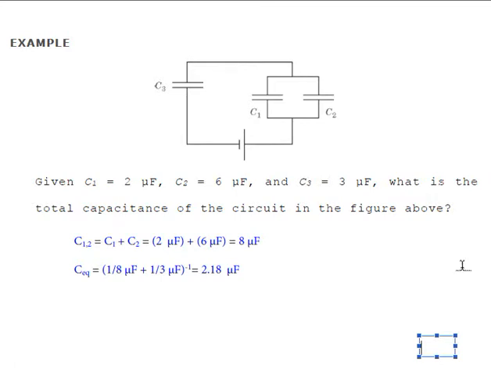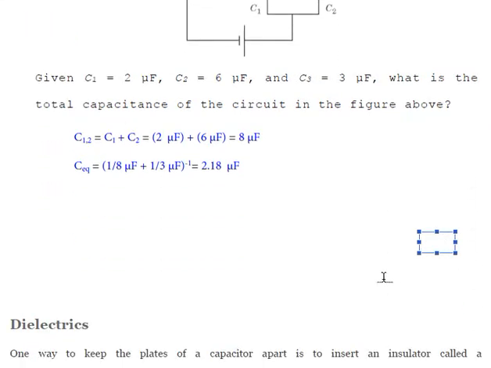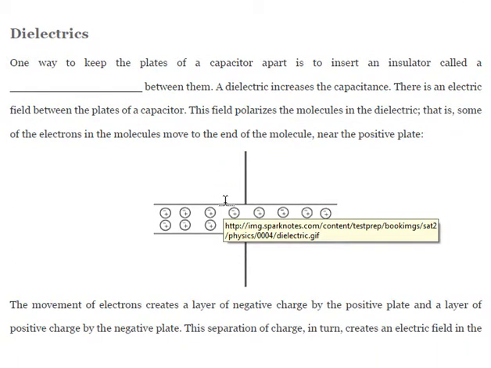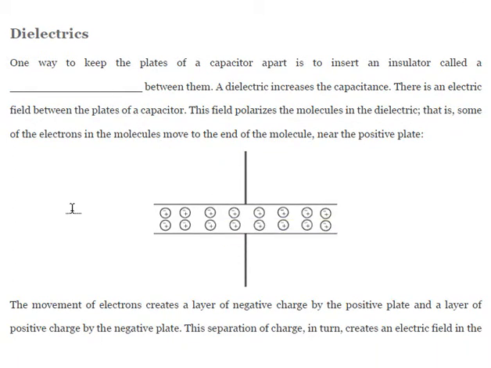So almost done with this unit. Last thing to talk about is how do we get these plates to stay apart? And that's where dielectrics come in. So one way to keep the plates of a capacitor apart is to put some kind of insulator between them, and that's called a dielectric. So a dielectric actually increases the capacitance. When we put an insulator in between, we increase the capacitance.